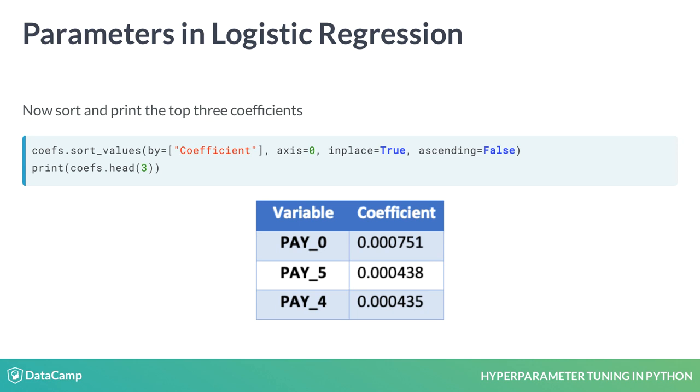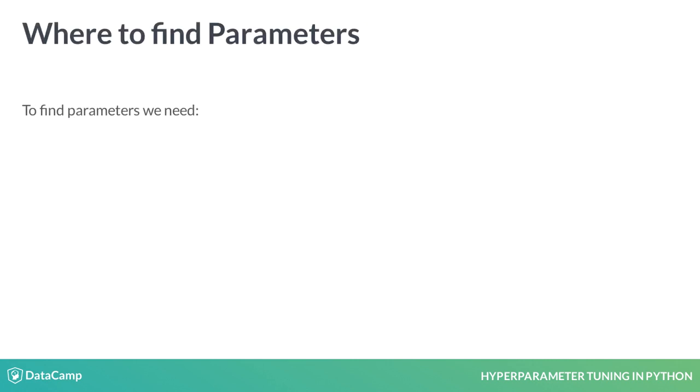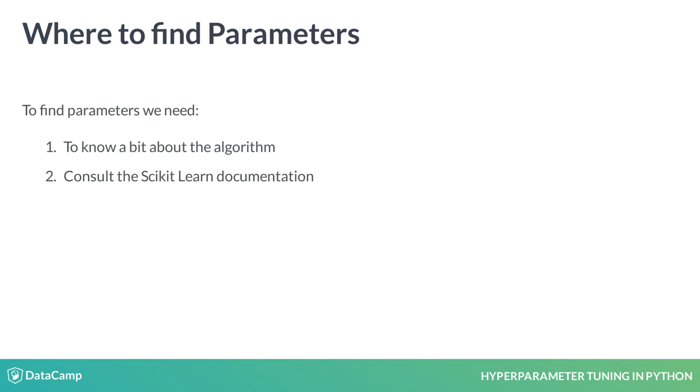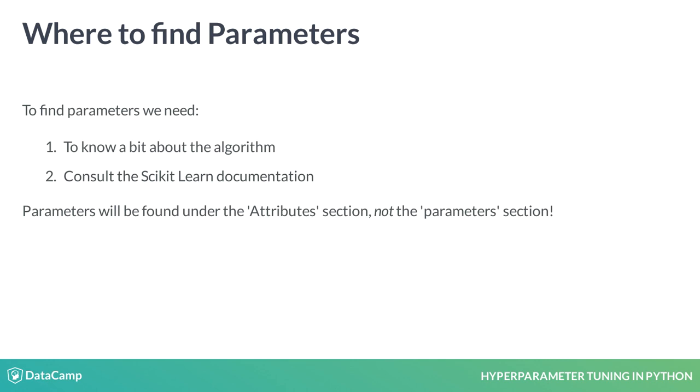In our data, the pay variables relate to how many months people have previously delayed their payments. We can see that having a high number of months of delayed payments makes someone more likely to default next month. To know what parameters an algorithm will produce, you need to know a bit about the algorithm itself and how it works, and consult the Scikit Learn documentation to see where the parameter is stored in the returned object. The parameters are found in the documentation for that particular algorithm under the attributes section, not the parameters section.